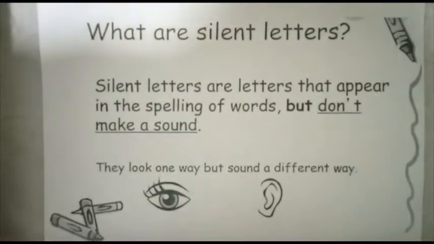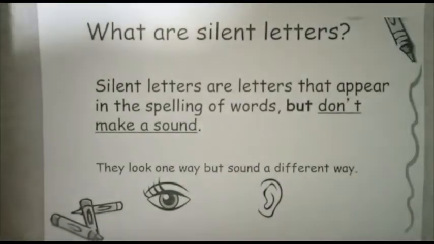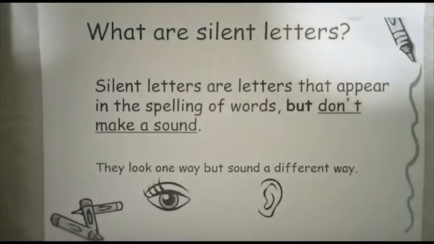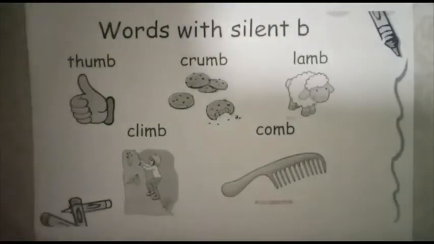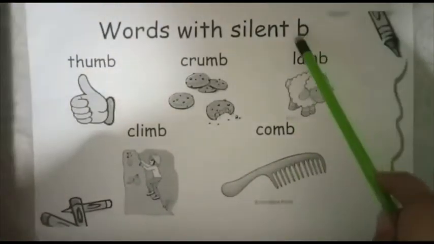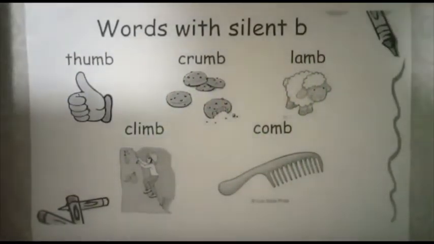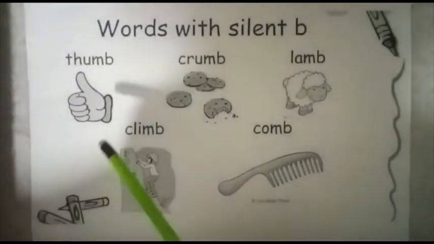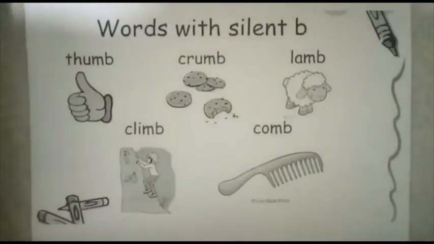Now let's move forward to silent letters. Silent letters are letters that appear in the spelling of words but don't make a sound. They look one way but sound a different way. There are some examples related to silent letters. Look here, B. B is silent in these words, but there are also some rules which I will discuss with you. Okay, look here, it is thumb. B is silent in this word.